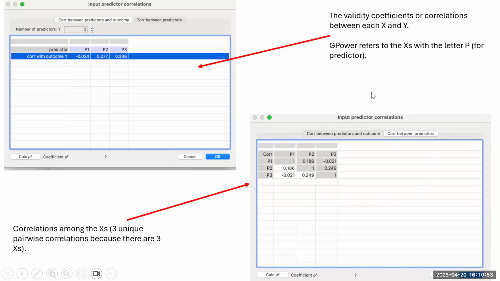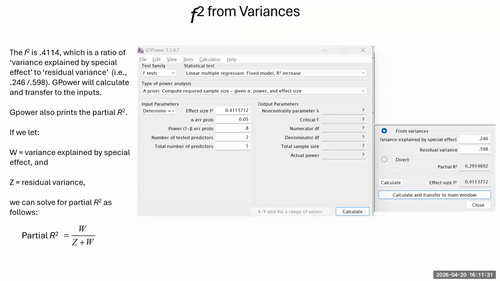And then the other matrix that GPower will ask for entries for is the correlations among the X's or among the predictive variables. And so here's the 3x3 correlation matrix. Obviously, you need some prior data in order to have estimates for these various correlations. Okay, if we input this information, click OK, and then say calculate and transfer to main window, GPower will run the power analysis for us and give us the sample size requirement.